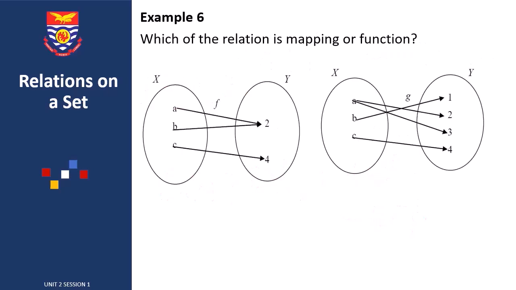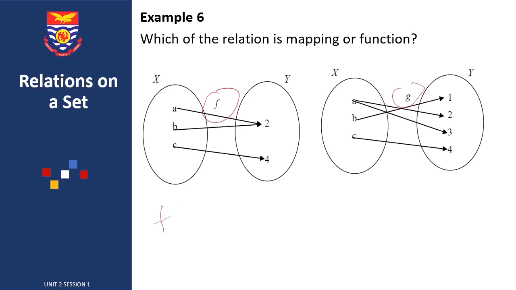Great. Let's look at this example. Which of the following relations is a mapping, or is a function? We have f and g, so f is here and then g is here. Which of the two is a function, or you can say a mapping? So let's see the first one. You can actually say that f is a function, but g is not. And what is the reason? For each element in X, it assigns a unique value.